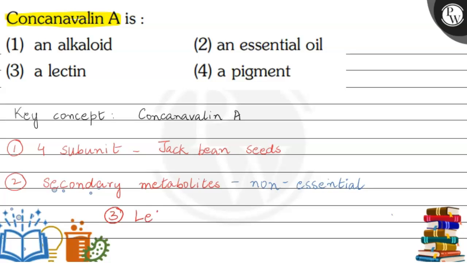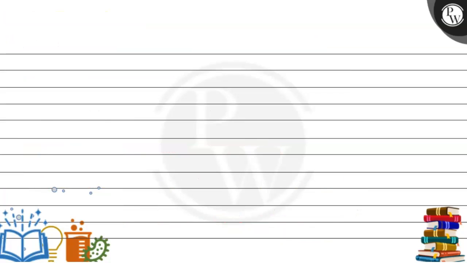concanavalin A is a type of lectin. So lectin is a type of secondary metabolite, and lectins are proteins which are glucose or mannose binding proteins. So lectins are glucose or mannose binding proteins. So the proteins which bind to the carbohydrates like glucose and mannose are actually lectins, and concanavalin A is a type of lectin, and lectin is a type of secondary metabolite. So this is a basic classification of concanavalin A.